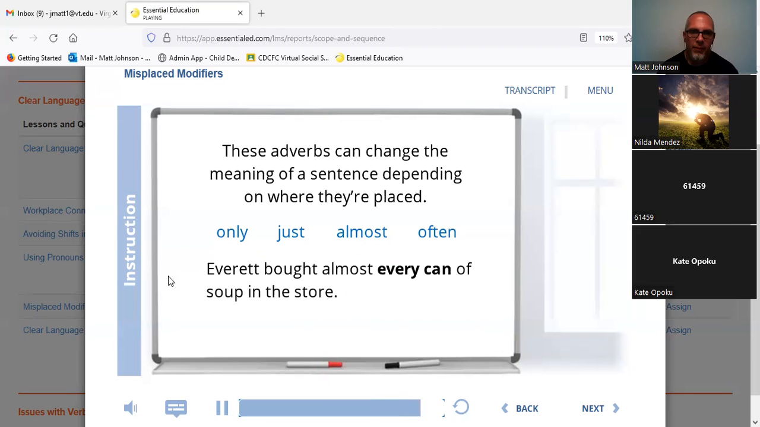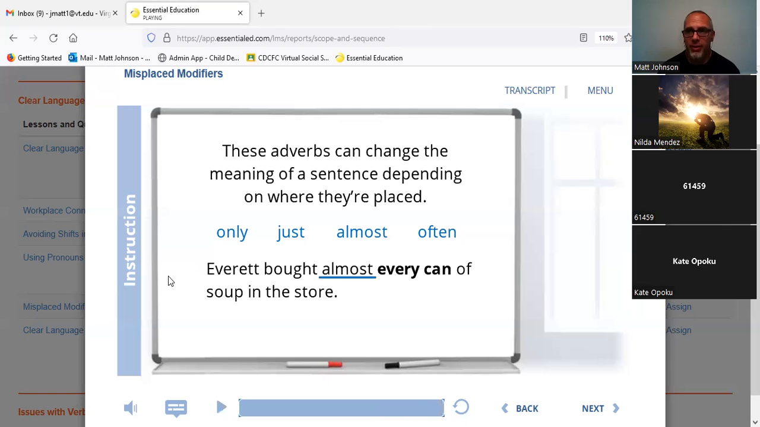Everett bought almost every can of soup in the store. This sentence means Everett bought most of the soup. Almost describes every can. So be careful where you put adverbs and adjectives. Where you place them changes the meaning, and sometimes it can cause confusion.